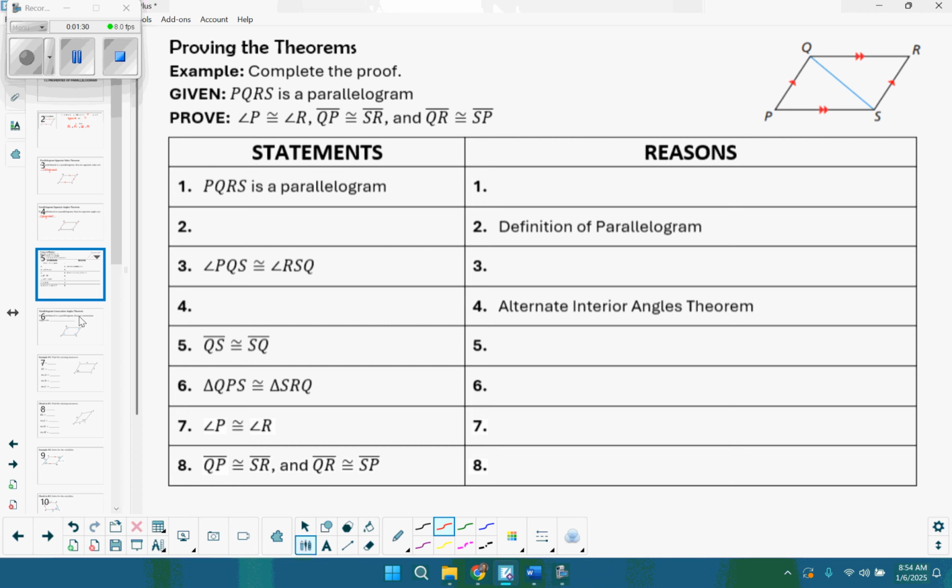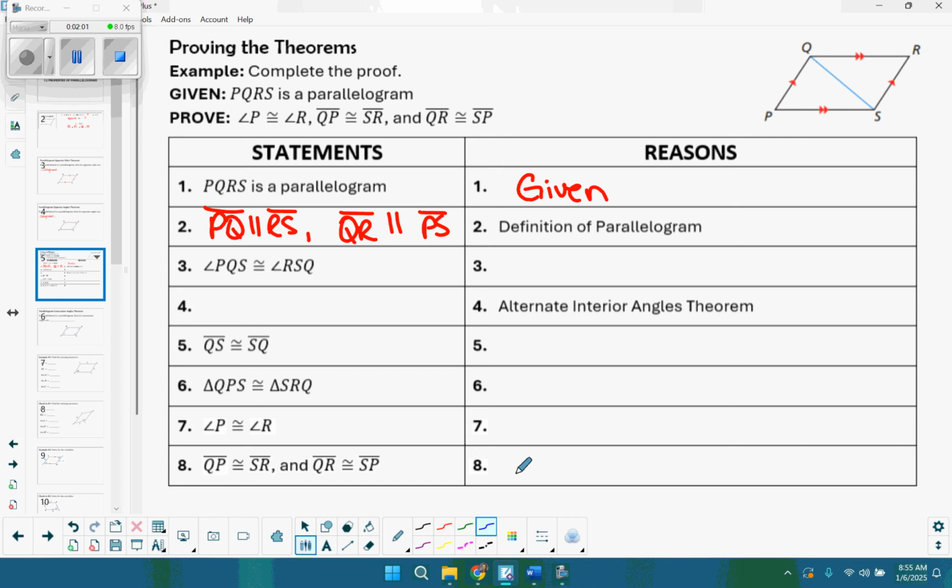So here we have a little proof for those two properties. We are given that PQRS is a parallelogram. The definition of a parallelogram says that we have parallel lines. So we could say that PQ is parallel to RS, and we could say that QR is parallel to PS. Right? That's by definition of parallelogram.